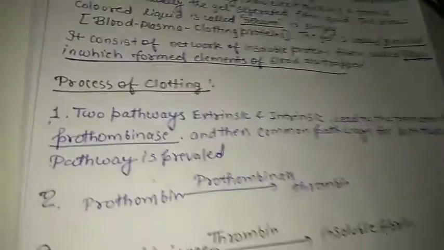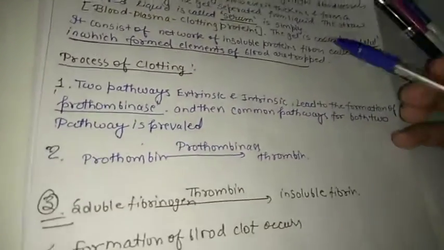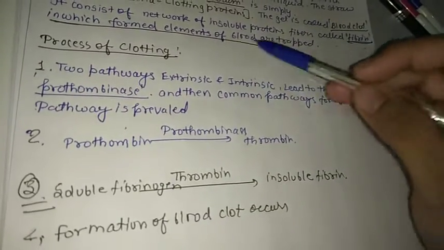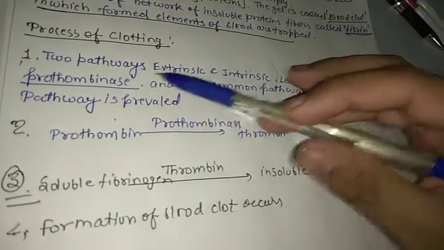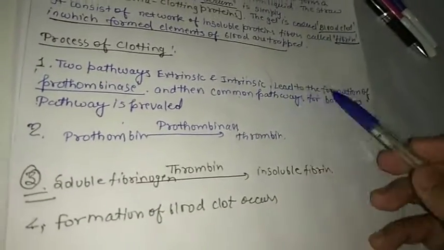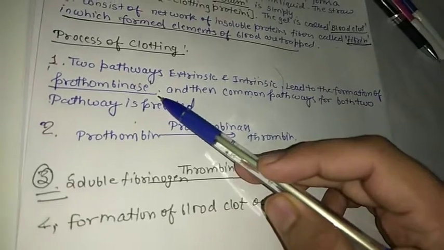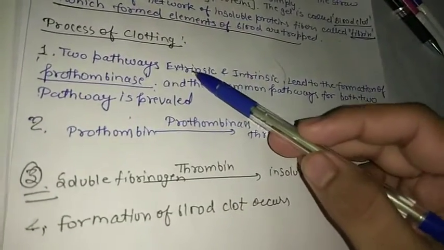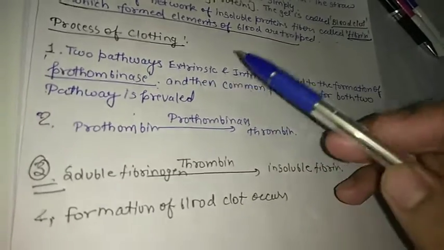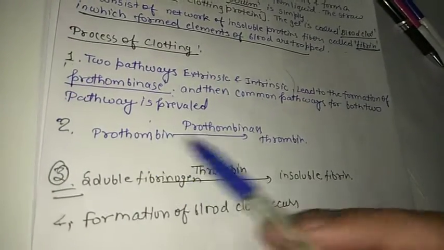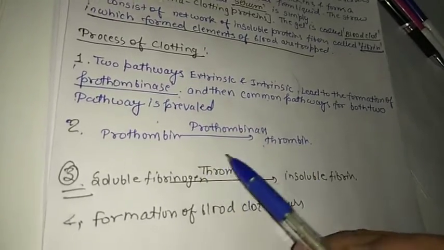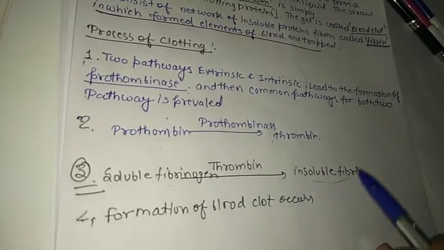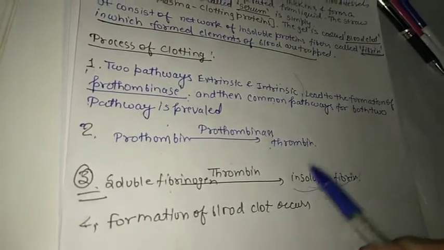And what is the process of blood clotting? First, there are two pathways, the extrinsic and intrinsic pathway. These extrinsic and intrinsic pathways get activated and lead to the formation of prothrombinase. When this prothrombinase is activated from the extrinsic or intrinsic pathway, then prothrombinase converts prothrombin into thrombin, and then thrombin converts soluble fibrinogen into insoluble fibrin, and insoluble fibrin is basically the blood clot.